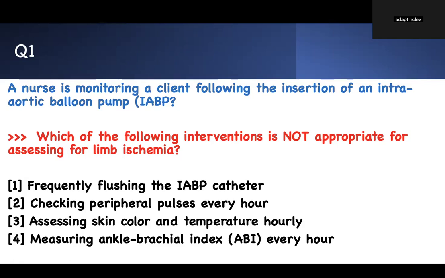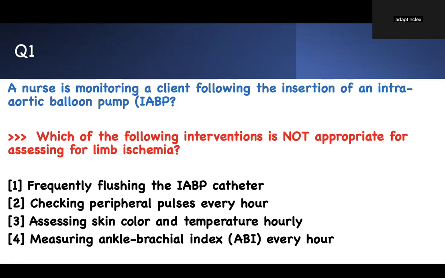Intra-aortic balloon pump is used for what? Shock, cardiogenic shock. And we're trying to maintain systemic blood flow. What action by the nurse is going to cause a problem and lead to ischemia? Remember, we have a catheter in the artery. There will be emboli that go into the lower extremities that can cause ischemia. What action should the nurse take to prevent ischemia? Frequently flushing the pump, the catheter, what do you think? It is going to flush things down.